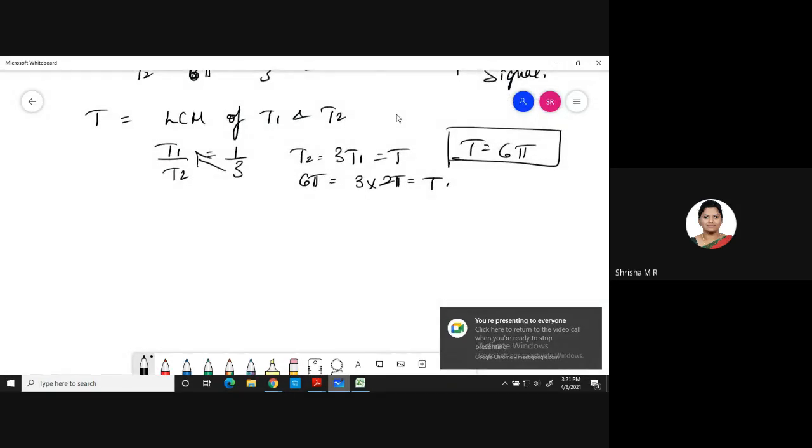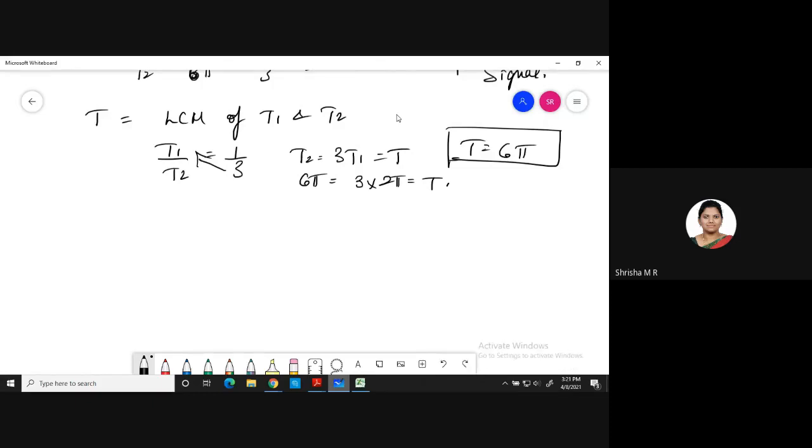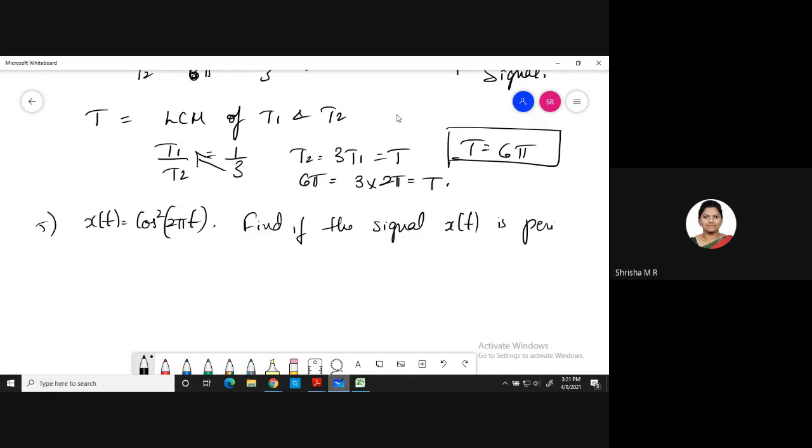So take the next problem. x of t is equal to cos square 2 pi t. So this is the given question. Now we have to find whether the signal is periodic or non-periodic. Find if the signal x of t is periodic or non-periodic. If periodic, find the fundamental period.